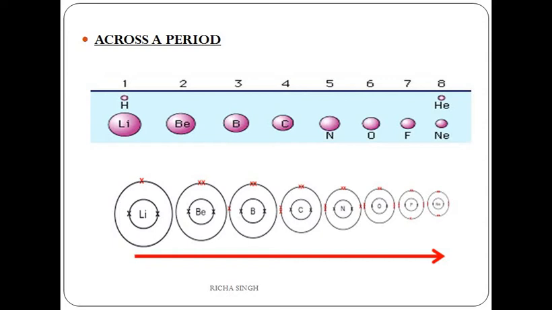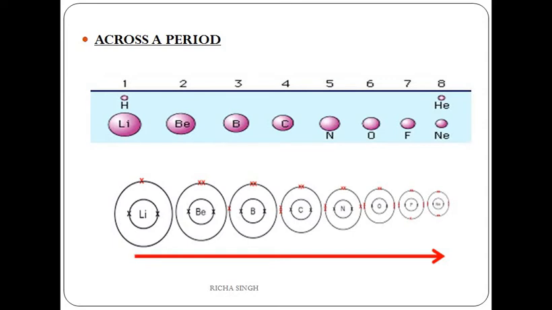So they have only 2 shells and the number of electrons is getting added. No new shell is formed. Like lithium, it has a 2-1 configuration, beryllium has 2-2, and so on. It means the electrons are increasing, but there is no increase in the shells.